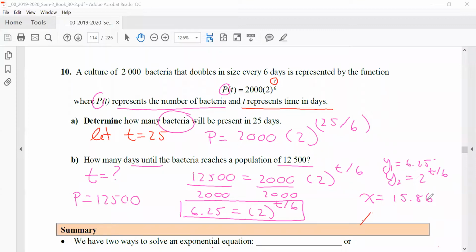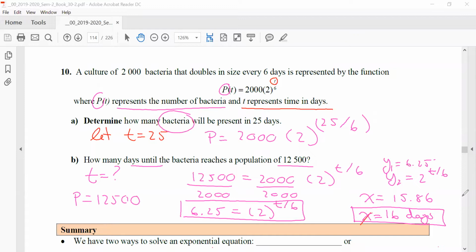Now, there's no rounding instructions. Well, I'm going to round that up to 16 days, because if I rounded it down to 15 days, I wouldn't have the required population of 12,500. So I'm not using the rules of rounding per se. I'm using the idea that I need to make sure that I've got enough of a population to cover what the question asked for.